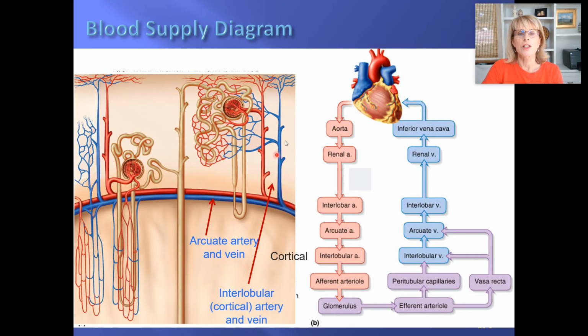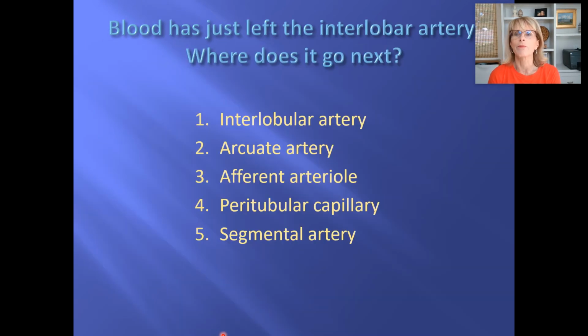So I should change these, but this is the cortical radiate artery. The afferent arteriole's got a larger diameter going into the glomerulus. The efferent arteriole's got a smaller one. All of that network is peritubular capillary. Then it comes back out through the cortical radiate vein, arcuate vein, interlobar vein, etc. So you should be able to answer a question like this.